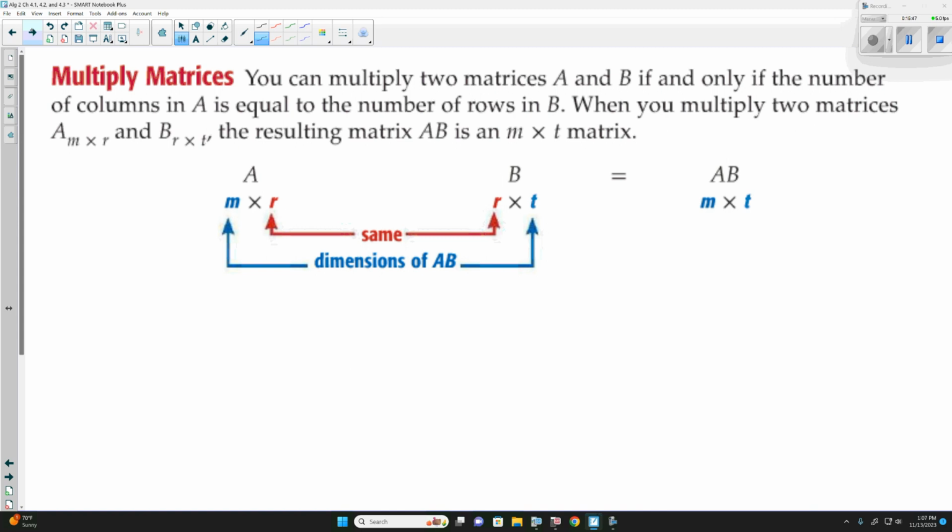Multiplication is new. You can multiply two matrices if and only if the number of the columns in A equals the number of rows in B. If the columns of the first match the rows of the second, it tells us that we can indeed multiply. The resulting rows of the first by columns of the second is the dimensions of our new matrix.